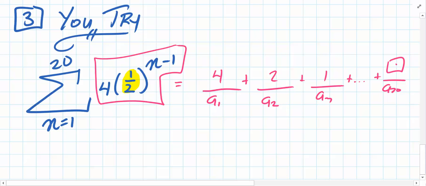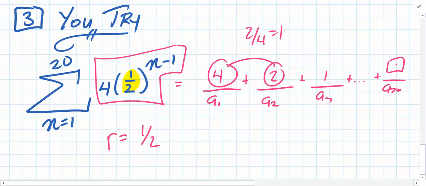And then do you guys see how I'm like the formula, the R, right? The R is what? R is equal to 1/2. And if you don't know that, just take that number and divide it by that number. 2 over 4 is 1/2. Or even better, that one divided by that one, and you have it. Okay, so you should have had this.